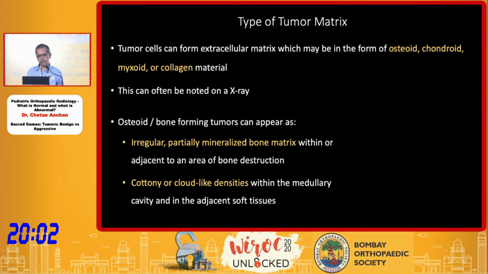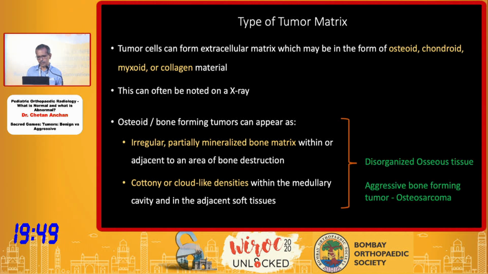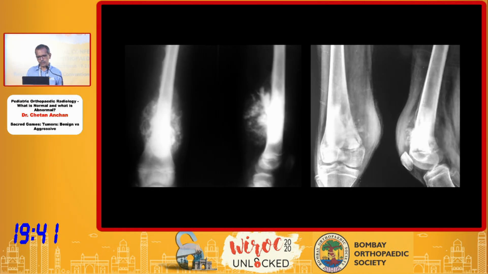So this can be identified on an X-ray. So the osteoid or bone forming tumors can appear as irregular partially mineralized bone matrix within or adjacent to the area of bone destruction, or it can also look like cottony or cloud-like densities. So basically it's disorganized osseous tissue which really indicates an aggressive bone forming tumor which is osteosarcoma. So this is how it would look like on the X-ray.